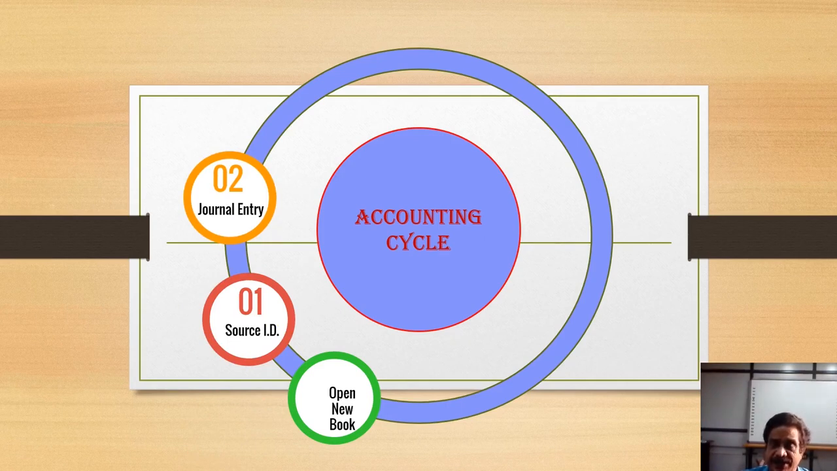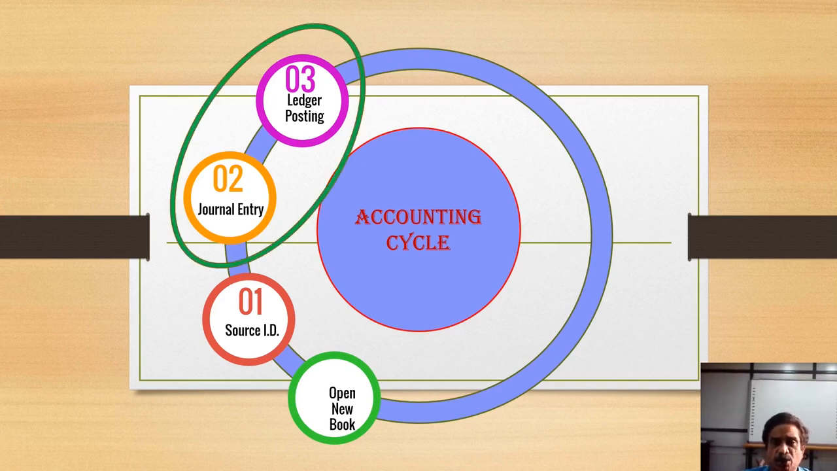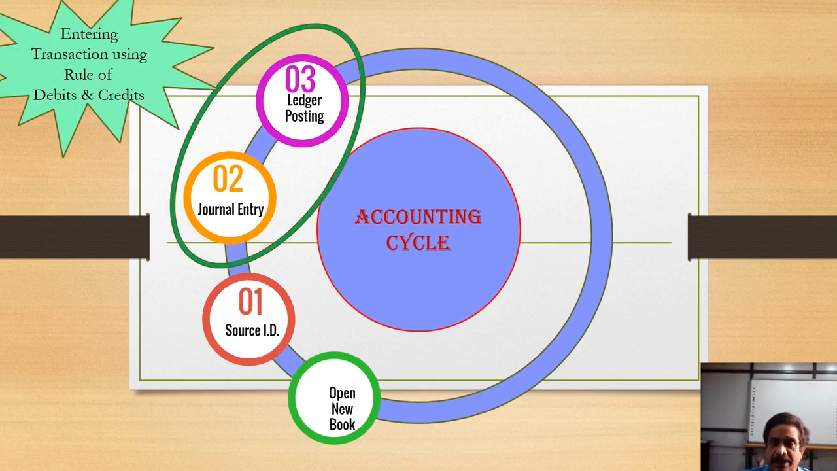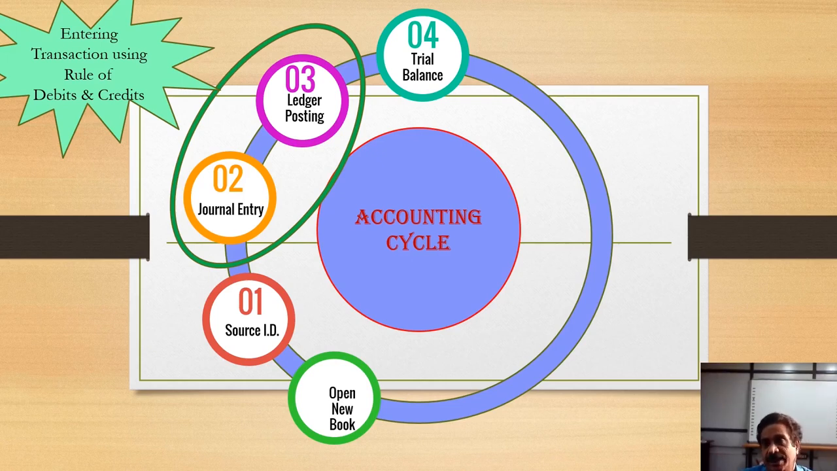And now after making this journal entry, we have to record this transaction in the ledger, which is called as ledger posting. These two steps are combined, called as recording the transaction. After that, the fourth step is to make the summary of the ledger accounts so prepared, and each account will have either debit balance or credit balance. Summing up will be the extraction of this trial balance, and naturally this trial balance has to be tallied because we are following the method of debits and credits.